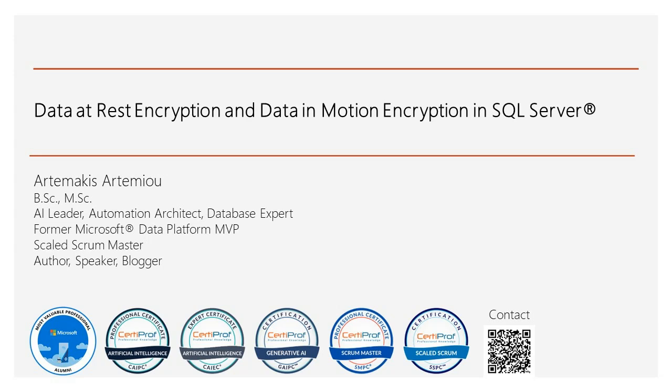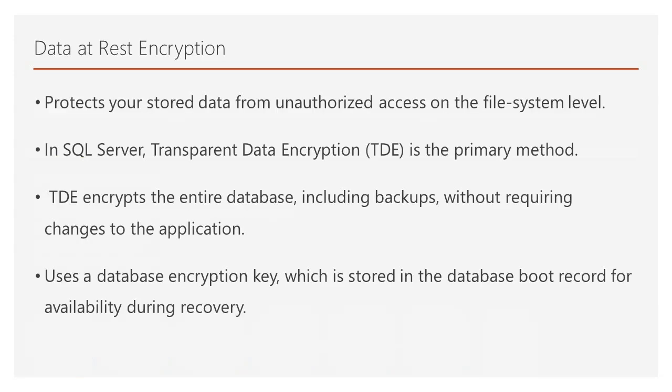Hi everyone. Today, let's dive into two crucial aspects of SQL Server security: data at rest encryption and data in motion encryption. Data at rest encryption ensures that your stored data is protected from unauthorized access on the file system level. In SQL Server, transparent data encryption is the primary method used for this purpose. Transparent data encryption encrypts the entire database, including backups, without requiring changes to the application.